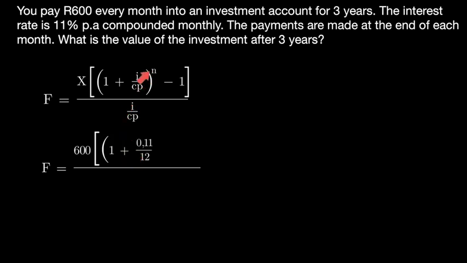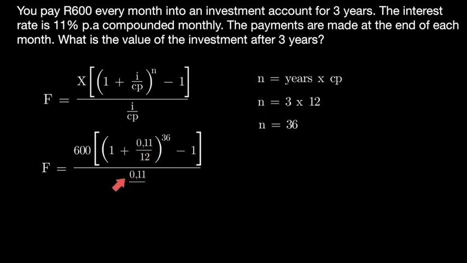Then to figure out how many deposits we have to make, we're going to take the years times the compound periods. Our years are 3, and because it's compounded monthly, we times it by 12, and we know that we are going to make 36 deposits. So n is 36. There's our minus 1. Again, i is 0.11 divided by 12. If we type this into our calculator, you will see that our future value will be 25,453 Rand and 87 cents. And there we go, so that is how it works.